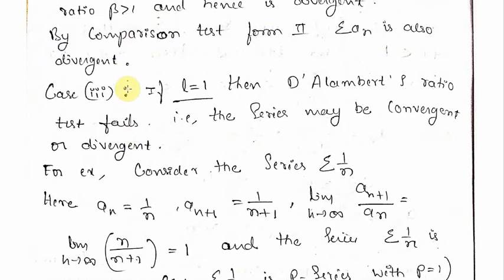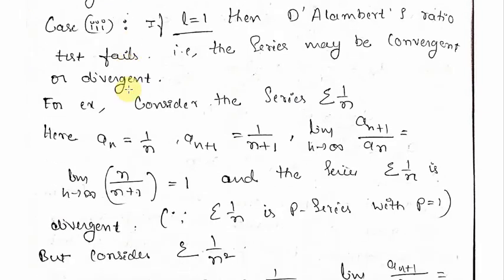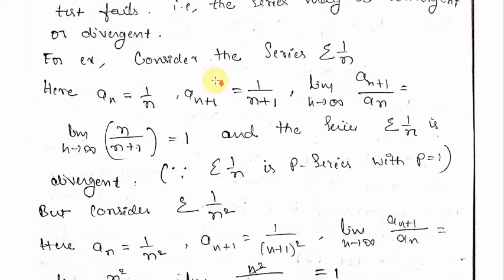Let us see case 3. This we shall see by considering examples. When L is equal to 1, the D'Alembert's ratio test fails. That is, the series may be convergent or divergent. The ratio test fails to give any information when L is equal to 1.